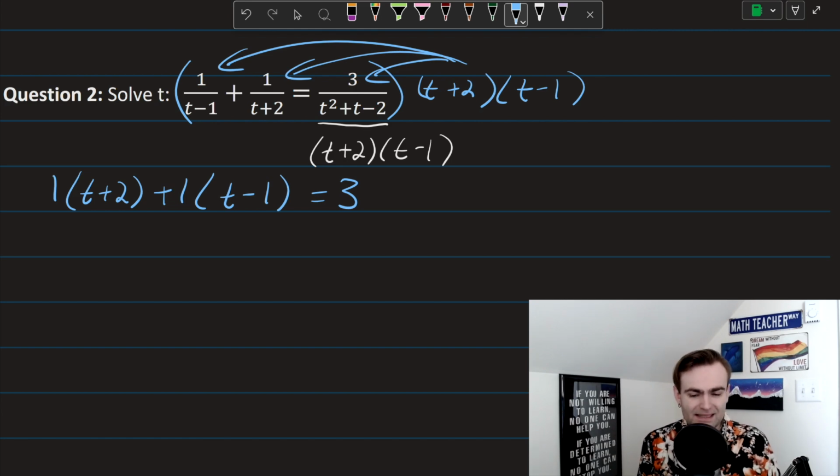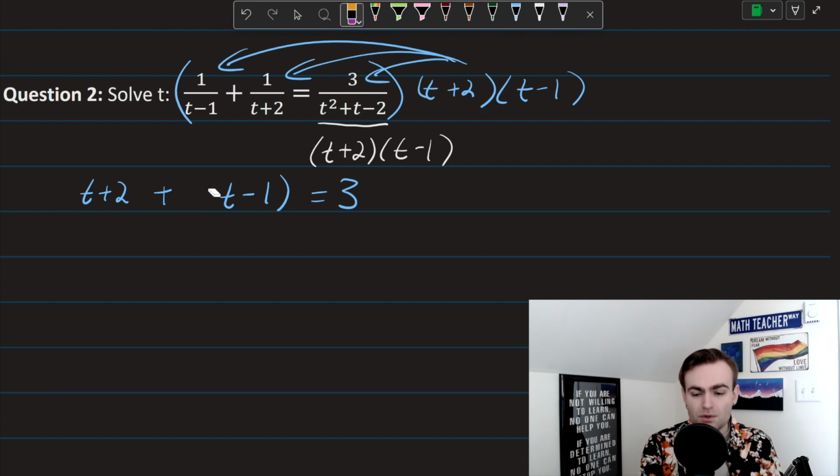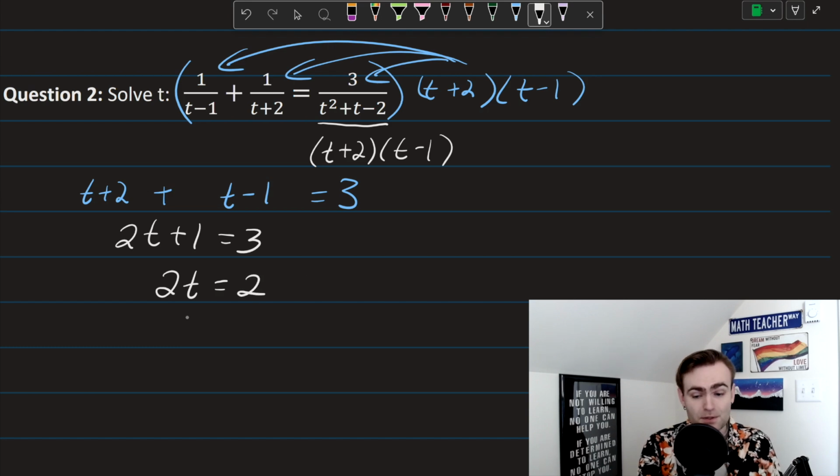Here, I don't really need to have this multiply by 1. It doesn't change the value. You could distribute it out, and you'd end up with the exact same thing. For me, I'm just going to save myself that step of writing it down. Here, we can combine our like terms. So we have 2t plus 1 is equal to 3. And then we can subtract by 1, so getting us 2t is equal to 2. Divide by 2, t is equal to 1.